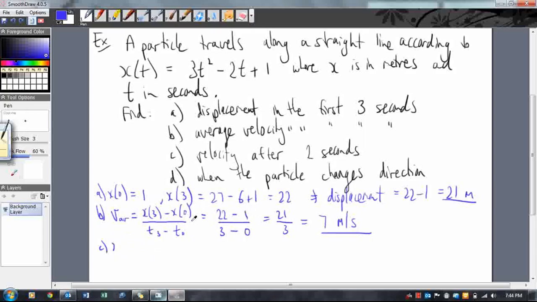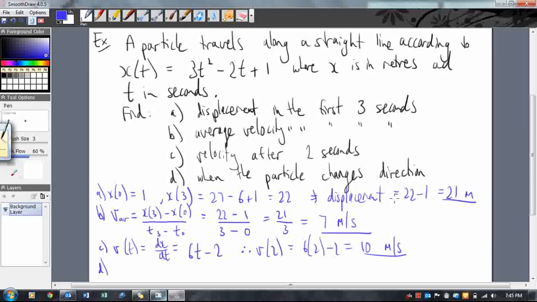So how do we find our velocity function? Remember, velocity is going to be equal to dx on dt. So we're just going to take the derivative of this. The derivative of that is equal to 6t minus 2. Therefore, what we want is the velocity after 2 seconds, and so that's equal to 6 times 2 minus 2, so that's equal to 10. Its velocity after 2 seconds is 10 meters per second. Okay, cool.